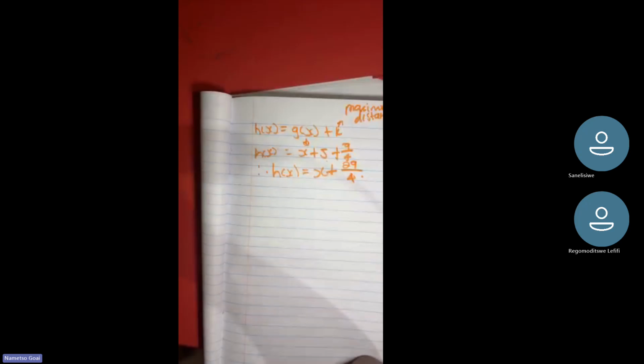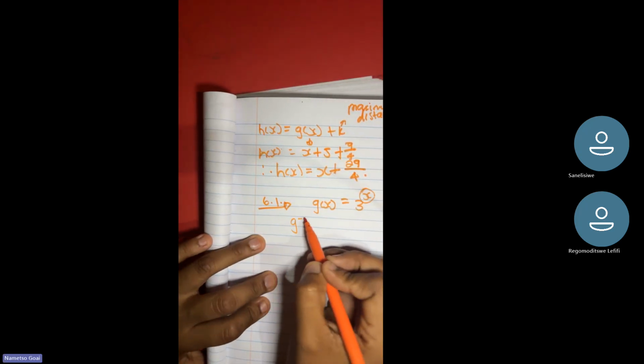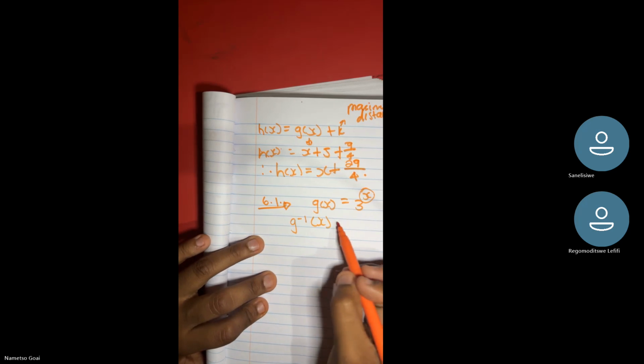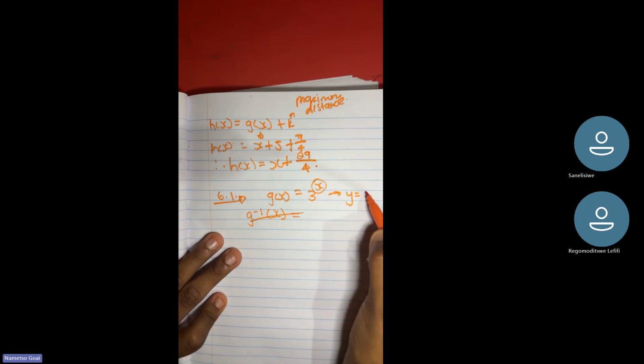So for 6.1, they're saying we should find the inverse of this. So in order to find the inverse, it's 6.1.1, right? Can you guys still see my screen? Okay. If we have the inverse of x, essentially this is y equals to 3 to the power x. And if we want the inverse, we know that we have to swap these around, right? So this will be x equals to 3 to the power y. But we want to make the y the subject of the formula.